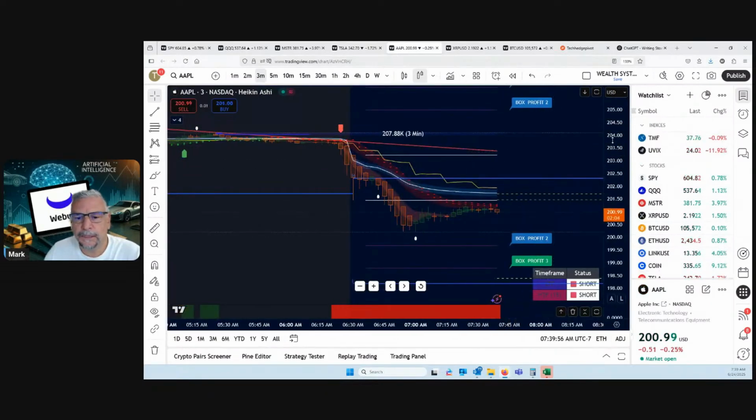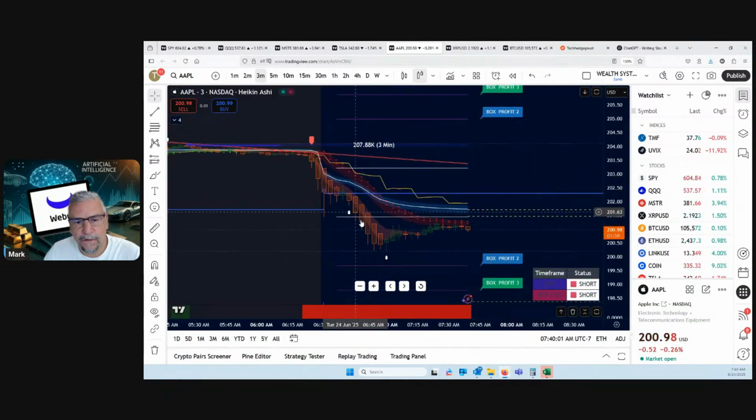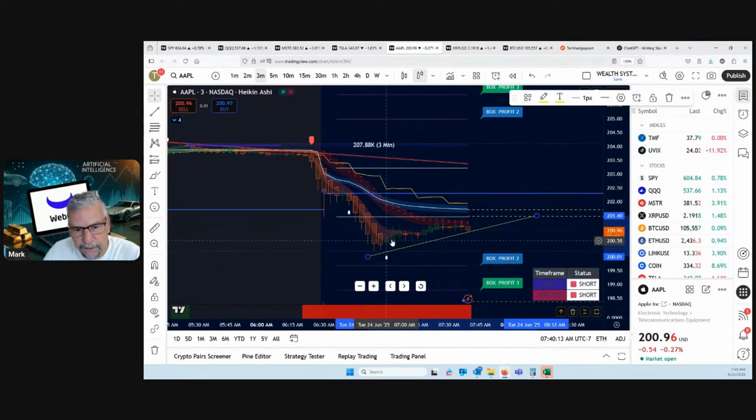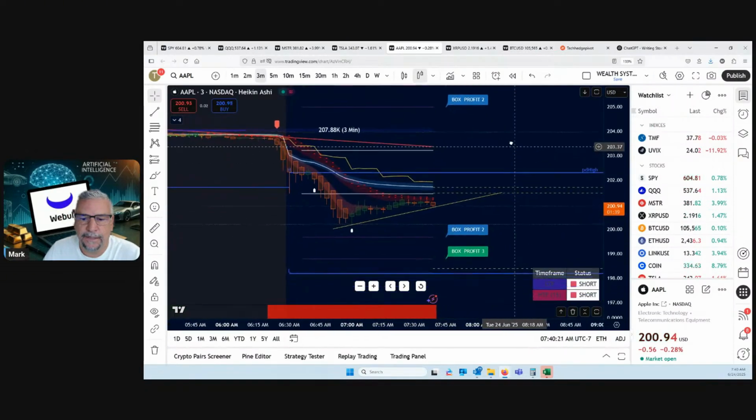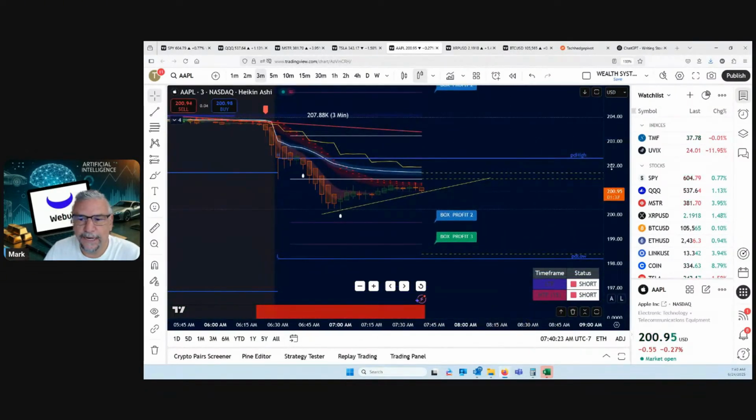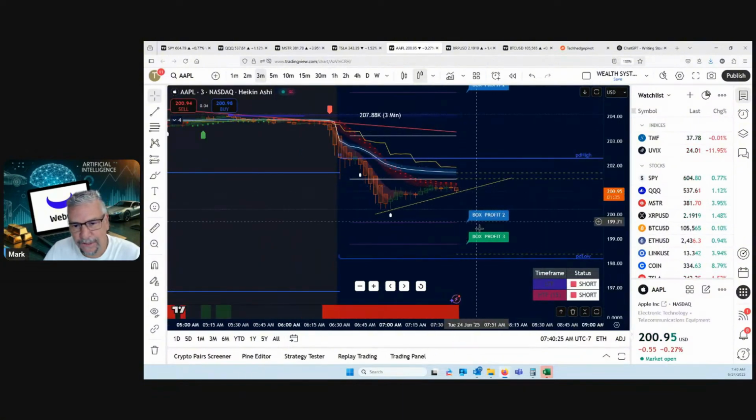Apple looks like it's got a little bit of consolidation. Doesn't like being below the opening high, and looks like there's some consolidation there. If it cannot break through and decides to fail, then it can be headed towards a move to the down, maybe to box profit 3. So we'll see if it can overcome that.